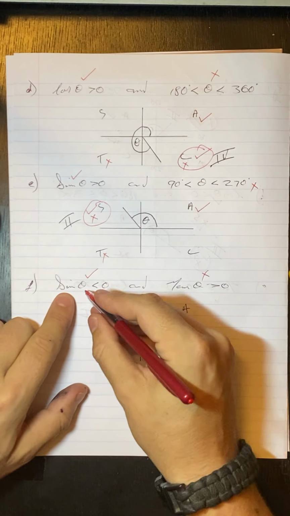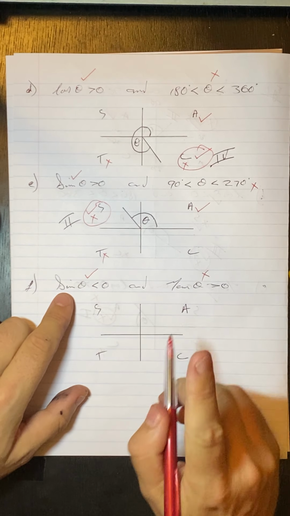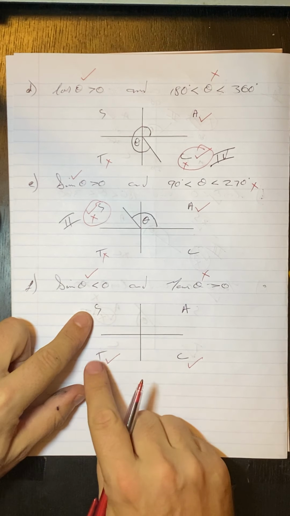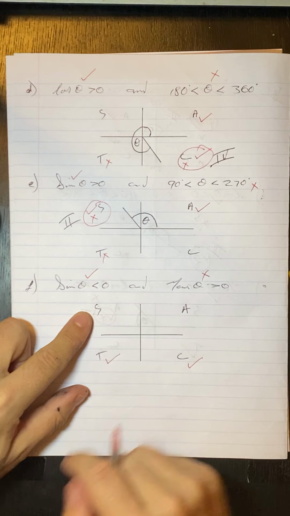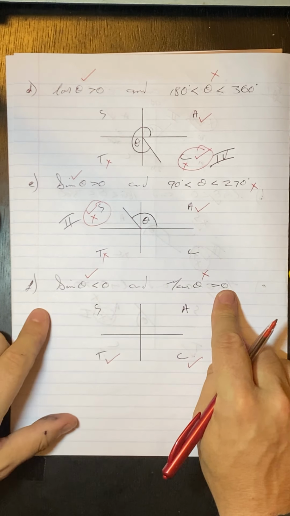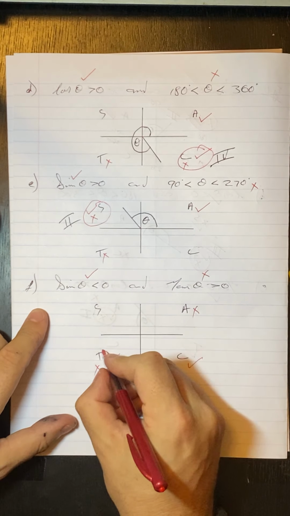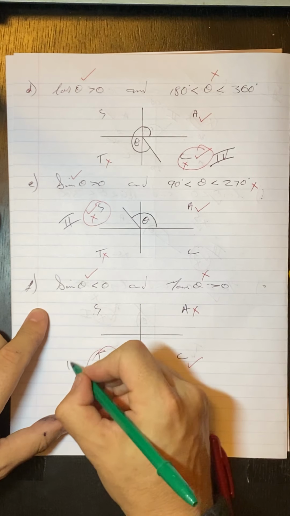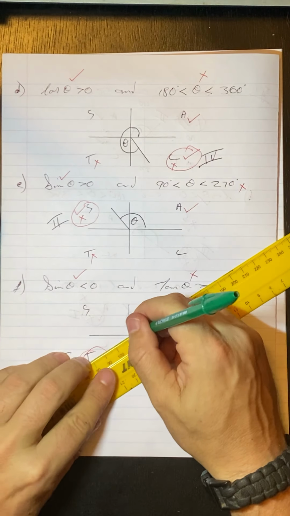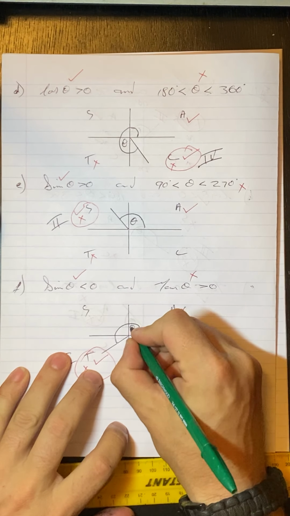Okay, sine theta less than 0. So in other words, where is sine negative? Well, sine is positive here and here, so it must be negative here and here, because only tan and cos are positive there. The next one, where is tan greater than 0? So where is tan positive? Tan is positive here, and it is positive there. Where do they both agree? Over there in the third quadrant. So I can draw my angle now, somewhere in that quadrant.